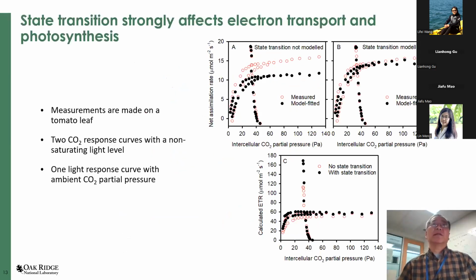Conventional thinking is that state transition is not significant for higher plants, but that thinking is not consistent with what we have found. Without explicit representation of state transition, the model cannot fit light and CO2 response curves simultaneously, as demonstrated by the difference between plot A and B. Also, the calculated JPS2 differs between with and without state transition.